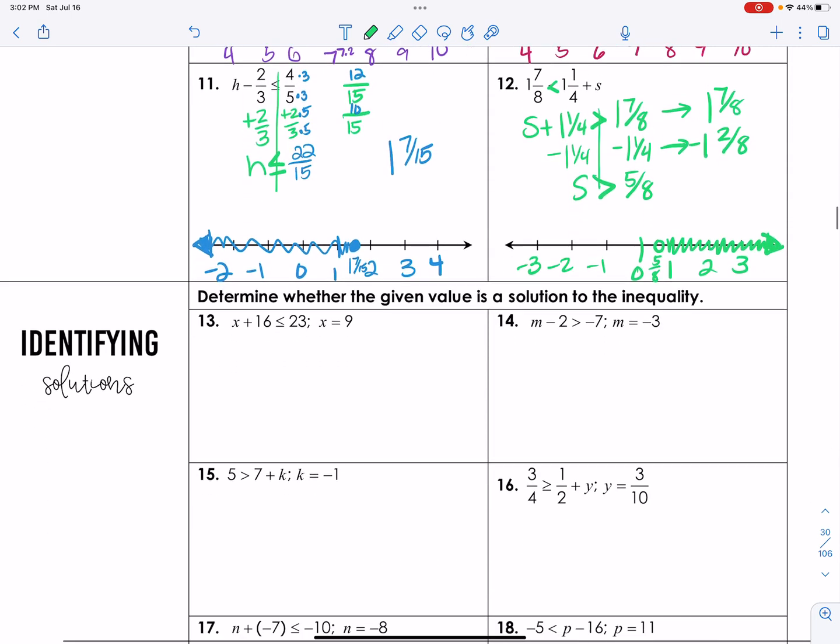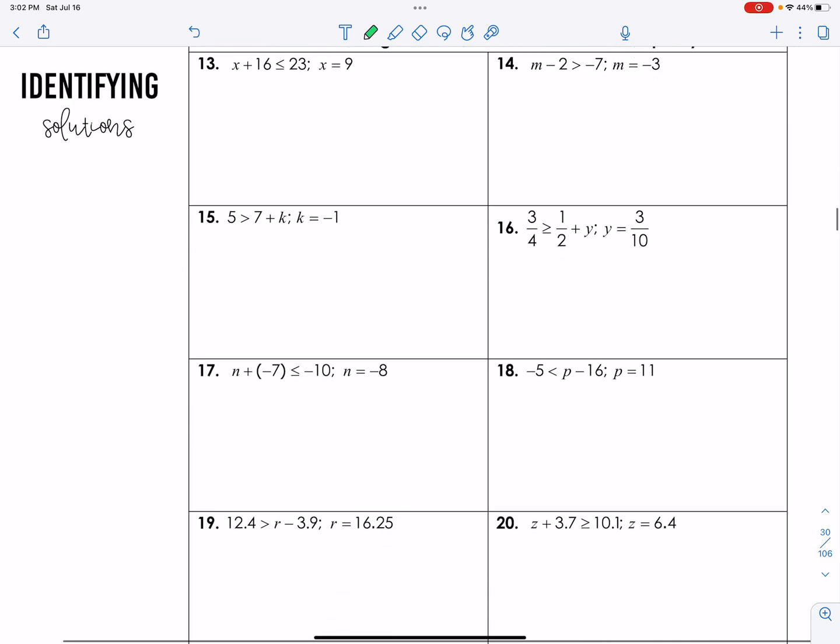Okay. All right. So on this last part, and I don't think we'll do all of these, but this is what we did before where you're just saying yes or no, it works or it doesn't. So you're going to take this 9 and put it in for x, and you're going to say 9 plus 16 is less than or equal to 23. So I end up with 25 is less than or equal to 23. So that answer is no.